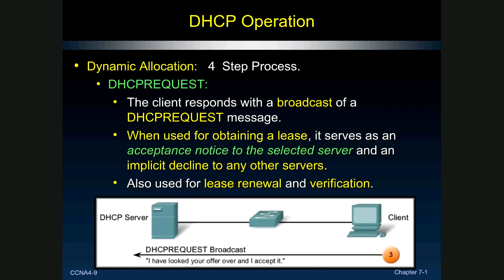So the client machine sends a broadcast message back saying, okay, I request to use your offer. In this case, there's only one DHCP server. If there were 2 or more, he would send it back to the one that he wanted to use. It's an acceptance notice to the selected server and an implicit decline to the other servers because they didn't get the acceptance. This is also used if you renew your lease.